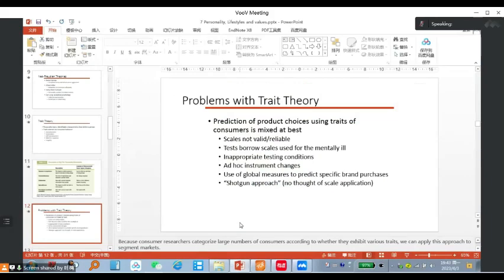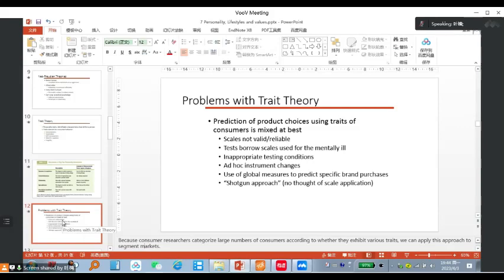But there are some problems with this kind of trait theory. For example, the scales are not valid or reliable, tests borrow scales used for the mentally ill, testing conditions are inappropriate, instrument changes are ad hoc, global measures are used to predict specific brand purchases, and so on. But we can apply this approach to segment markets.